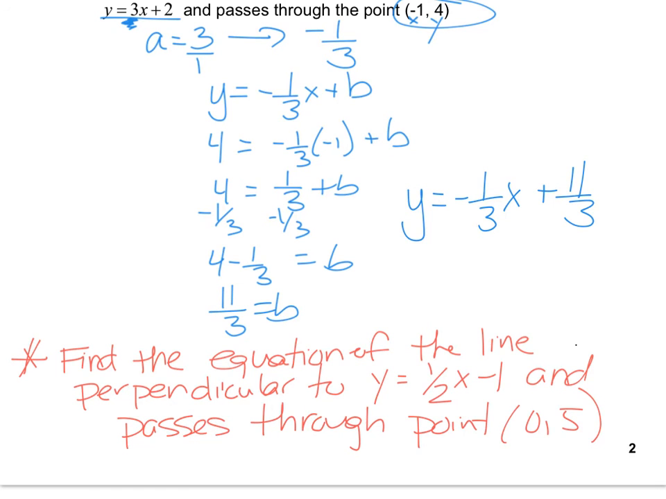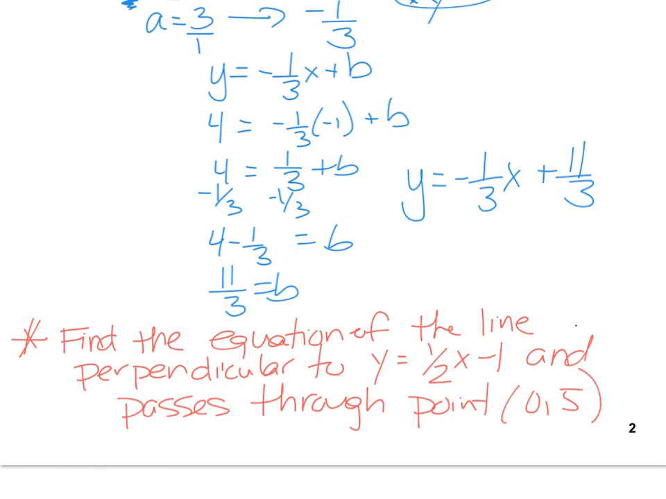Now I'd like you to write down the secret question that I've just included here. So I want you to find the equation of the line perpendicular to the line y equals 1/2 x minus 1 and passes through the point 0, 5. Write this down and please solve it, showing all your work. I'm going to ask you to show it to me in our next class.